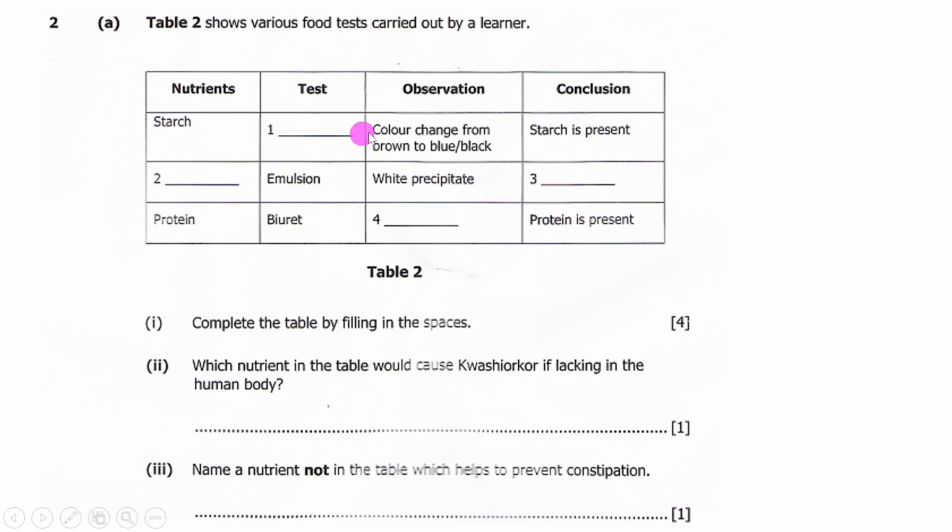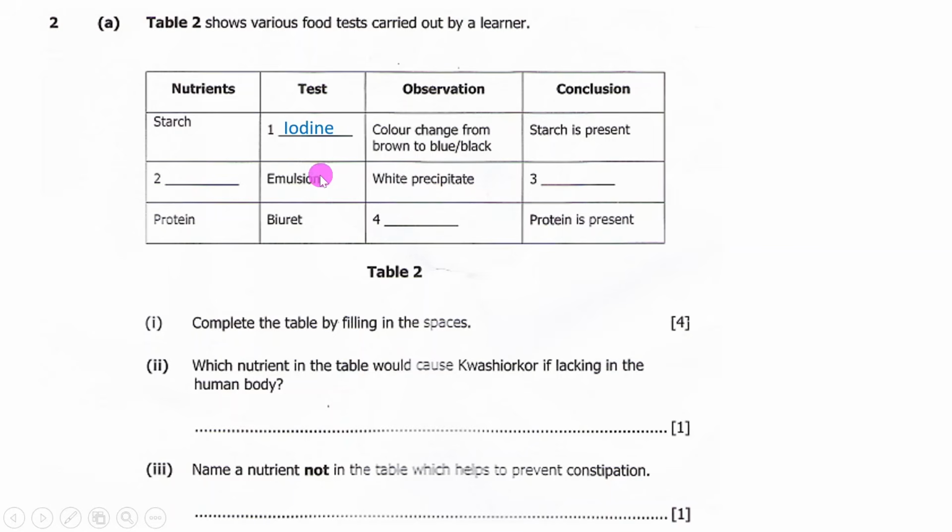So now if they're telling you that the nutrient is starch, with a color change from blue to black, what is the test? It is iodine. All right, so here we call it iodine. Then here, the nutrient, we don't know. The test is emulsion, then observation, white precipitate, conclusion.